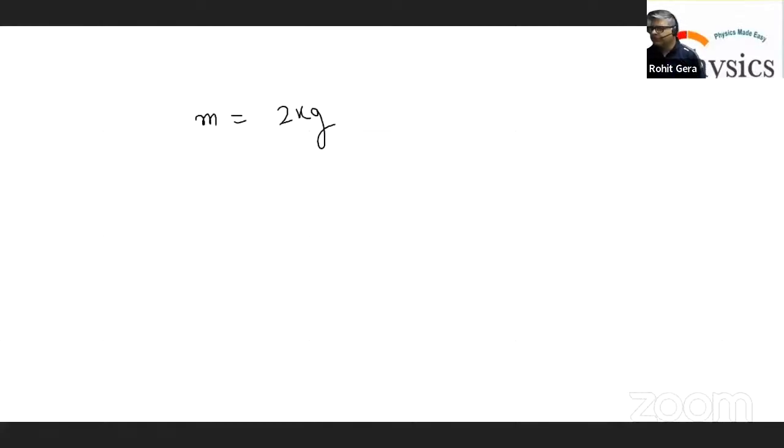Okay, so this is a body of mass 2 kg, and the force that dictates its displacement is given by 8 minus 2x. Okay. Now it is released from rest. It is released from rest at x equal to 6 meters.